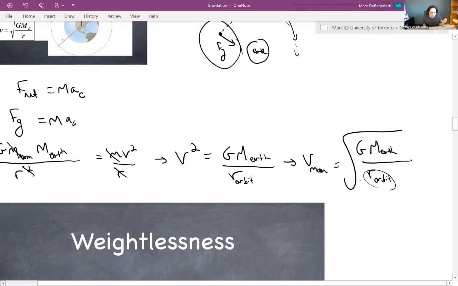And what you can do with that is extrapolate and ask what kind of speed any satellite would need, whether it be a Rogers satellite, a Telus, a Bell satellite, a telecommunications satellite, or the International Space Station. What speed would an object need to have in order to properly orbit the Earth in a stable orbit? And if anything's traveling under that speed, it'll fall back to Earth.